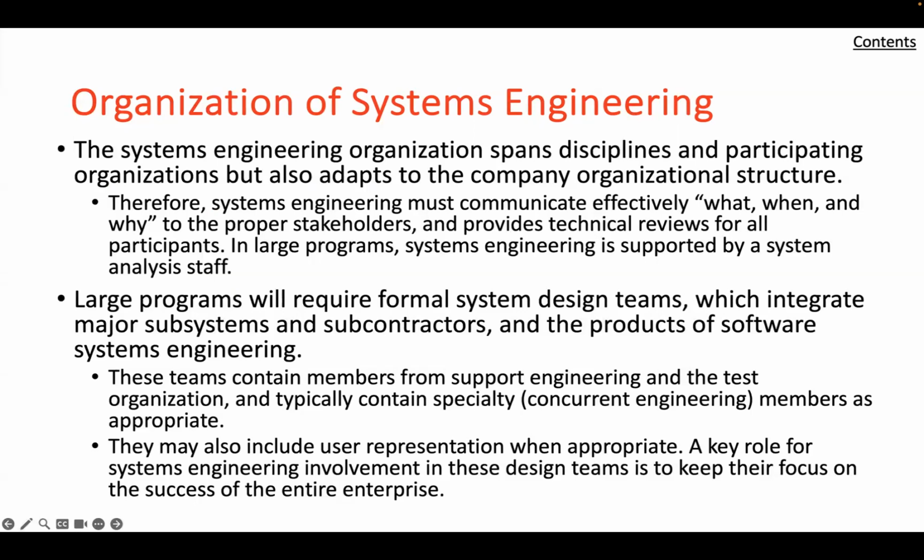Next, the system design team. The exercise of leadership and coordination in any large program requires a team of key individuals working closely together, maintaining a general consensus on the conduct of the engineering program. A system design team for a complex system development project may have the following members: a system engineer, lead subsystem engineers, software system engineers, support engineers, test engineers, customer representatives, specialty and concurrent engineers. So the customer representative is an advocate for the system requirements.